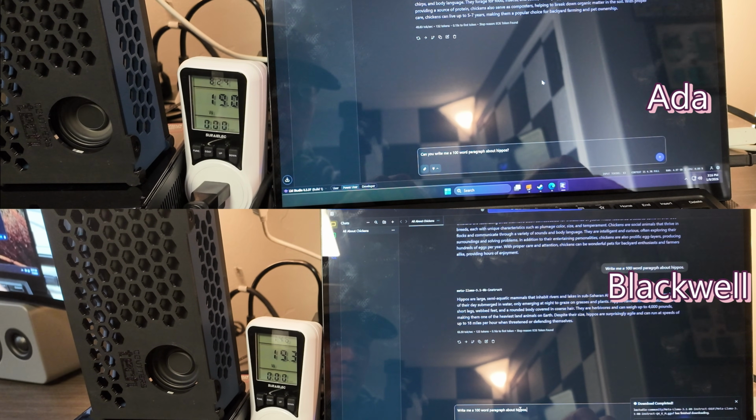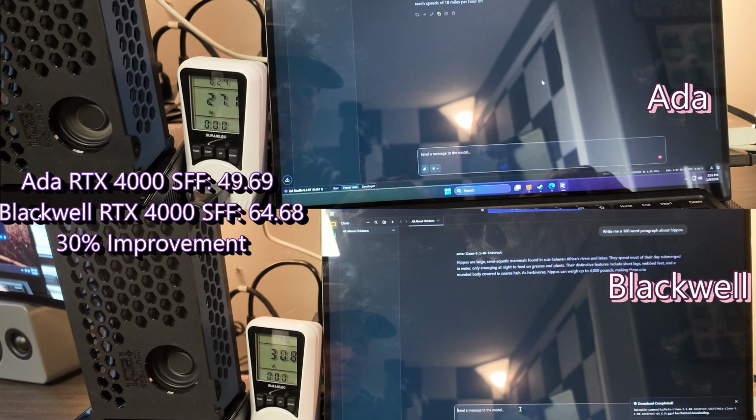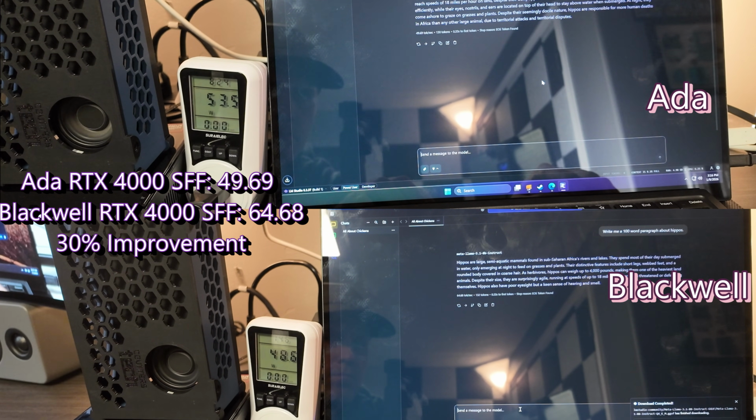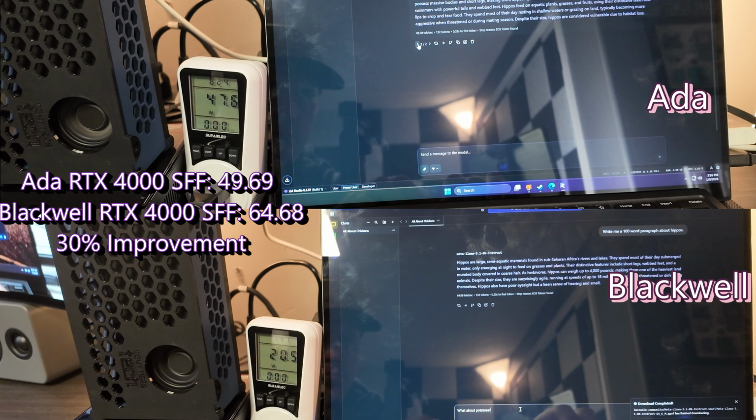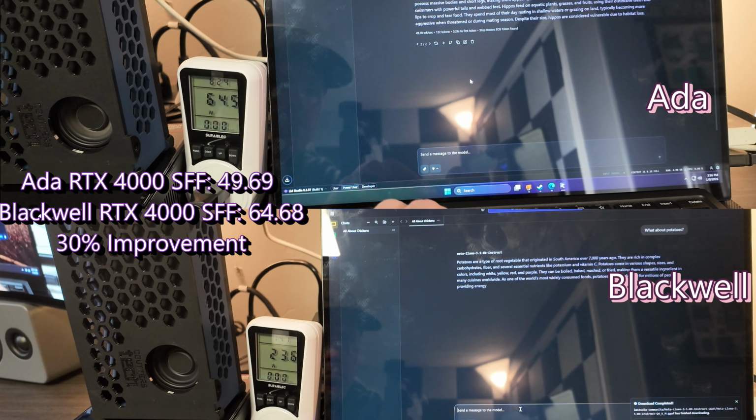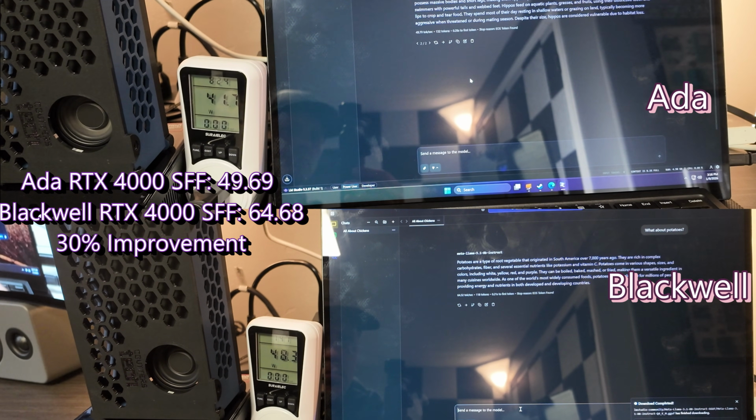This is Llama 3.1 at 8 billion parameters. And of course, Blackwell focuses on AI performance. That's kind of NVIDIA's focus. With Blackwell, we saw 30% improvement using less power than Ada. Blackwell seemed to use less power in these tests, 64 tokens per second versus about 50.